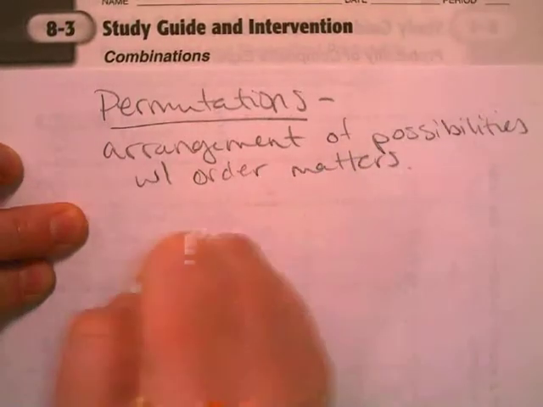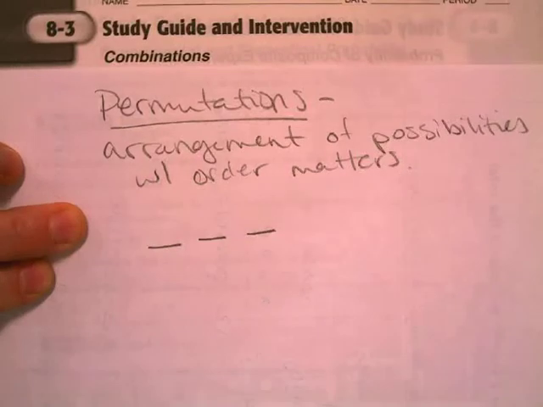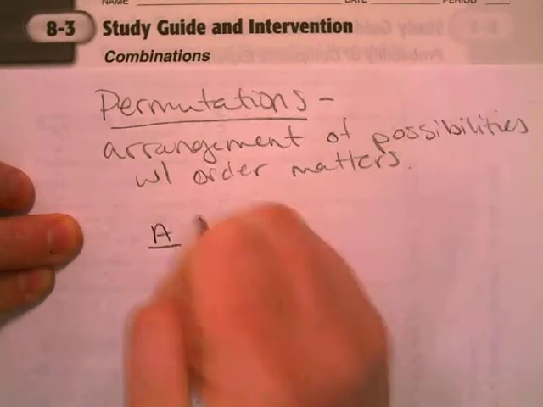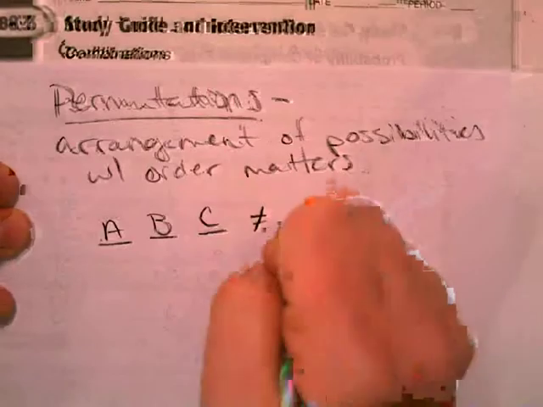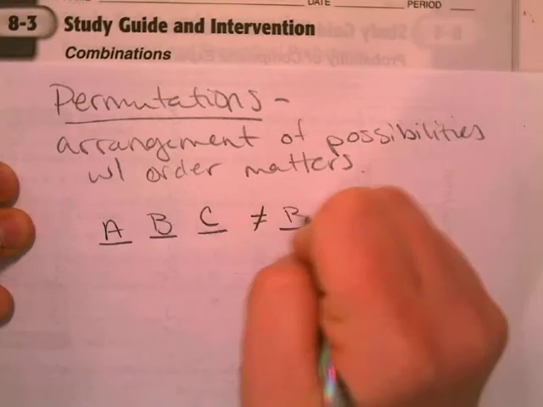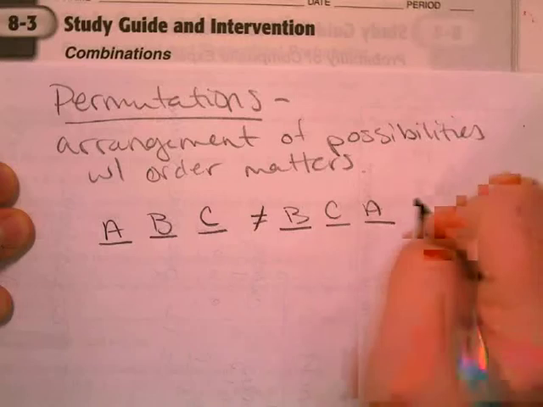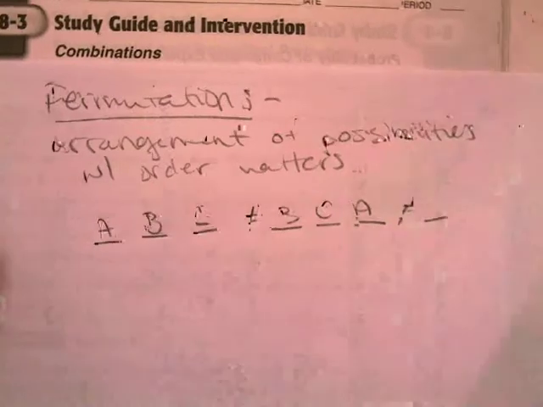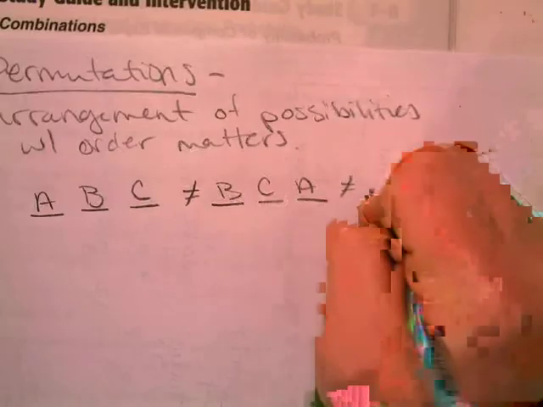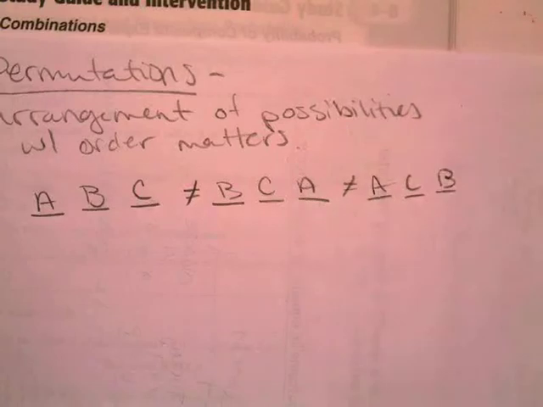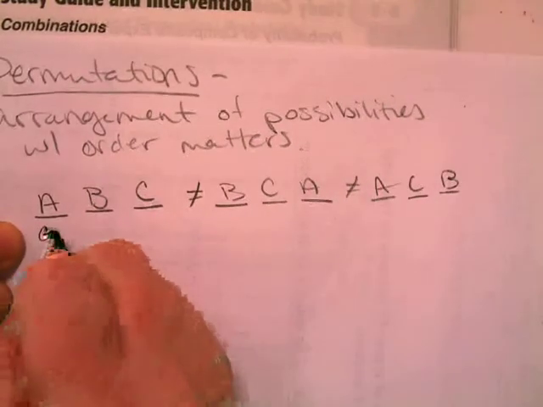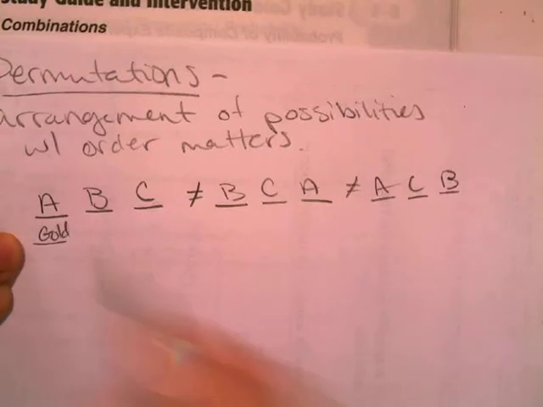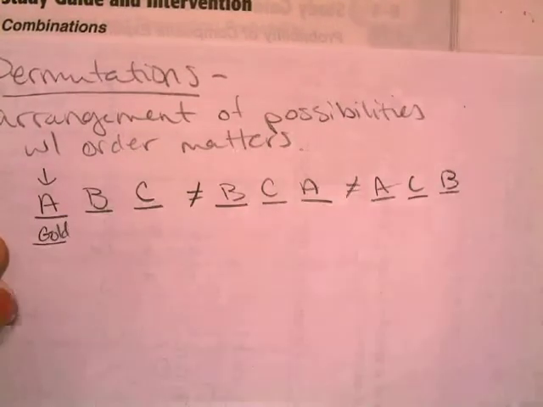Meaning, if I have 3 spots, being put in order ABC is not the same as BCA, and it is not the same as ACB. So in permutations, the order matters. This is first place. This is our gold medal. And the gold medal is the best. Gold medal is first. And this order definitely matters with a permutation.